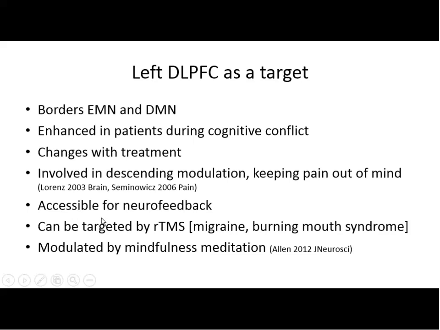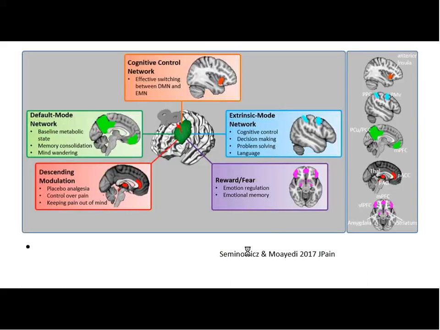It's accessible by neural feedback, meaning that it's close to the surface, can record activity from it easily and give real-time feedback. And it can be targeted by transcranial magnetic stimulation or through other non-invasive brain stimulation techniques. And small clinical trials have shown that this is effective for burning mouth syndrome. And it's also modulated by things like mindfulness meditation, which I'll talk about more.